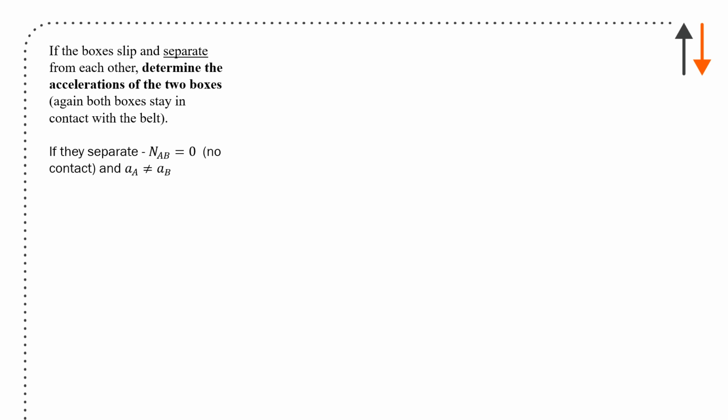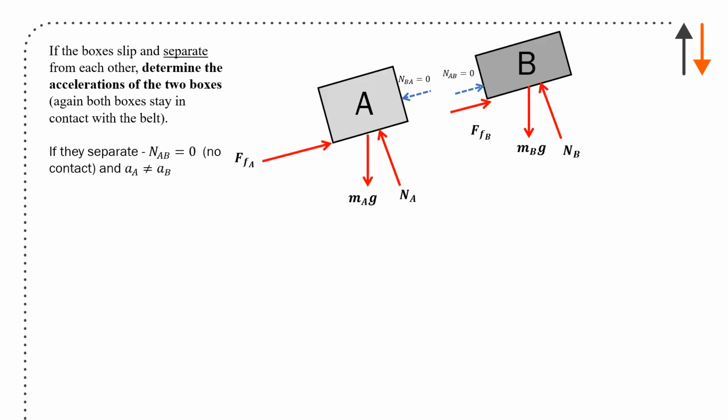If the boxes slip and separate, determine the accelerations of the two boxes. Again, both boxes stay in contact with the belt. If they separate, then the normal force between the two is 0, and acceleration A does not equal acceleration B. So I've drawn in the free body diagram with a dashed arrow to indicate a normal force of 0 at both of those terms, and the normal forces are shown acting in the correct directions there.